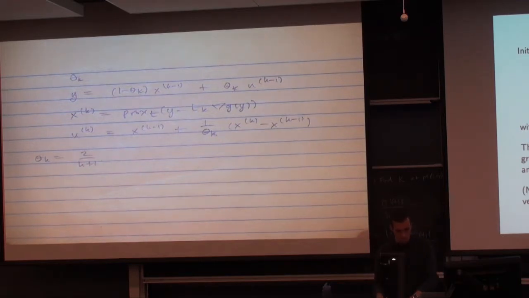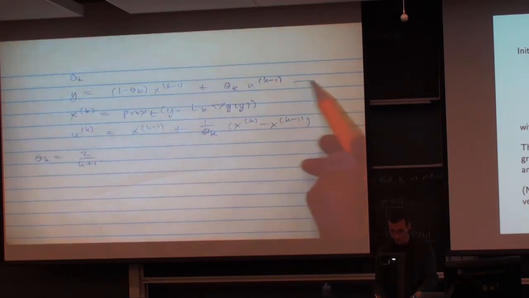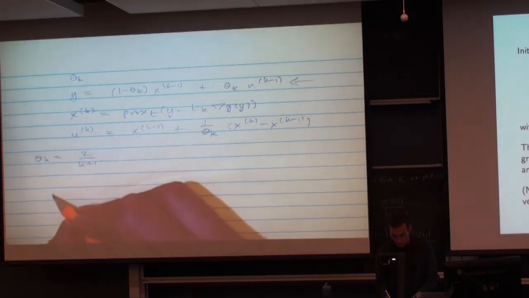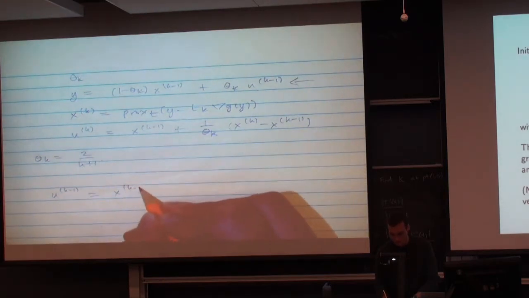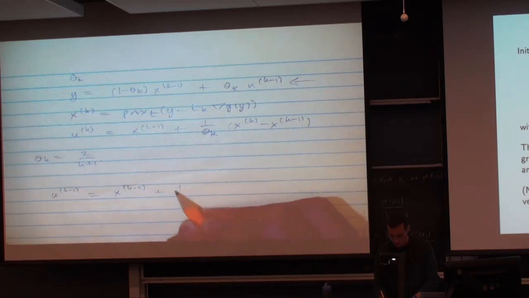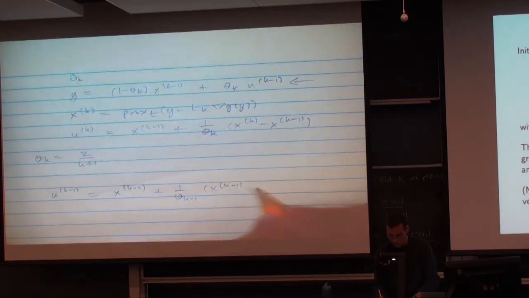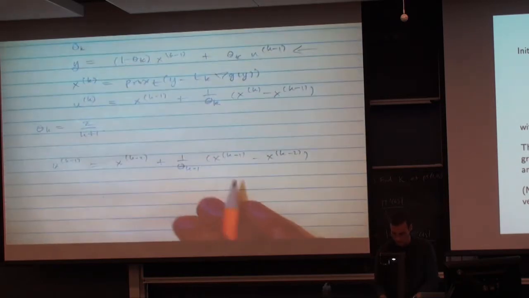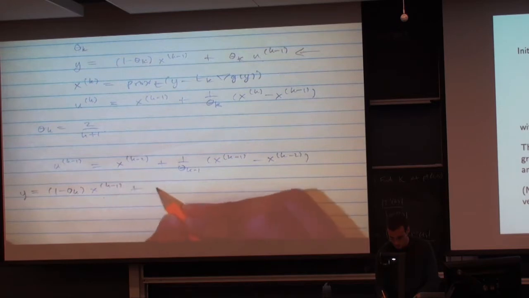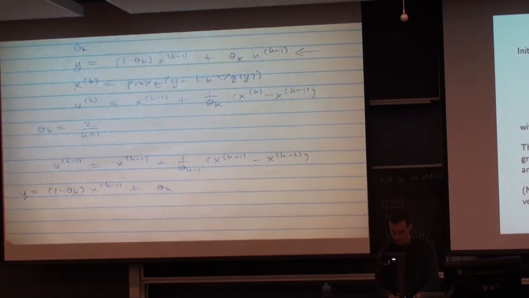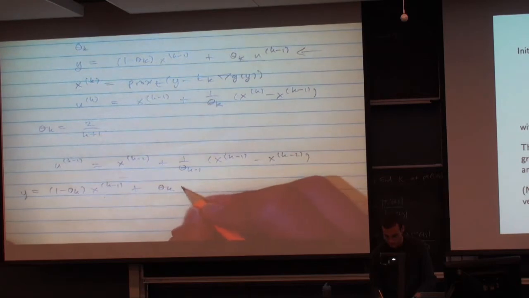And how do we see that? Well, let's just plug in for u here. Okay, so what's u_{k-1}? If that's u_k, then u_{k-1} is x_{k-2} plus 1 over theta_{k-1} times x_{k-1} minus x_{k-2}. And if I take 1 minus theta_k times x_{k-1} plus theta_k times this, because that's u_{k-1}, then it looks like this.